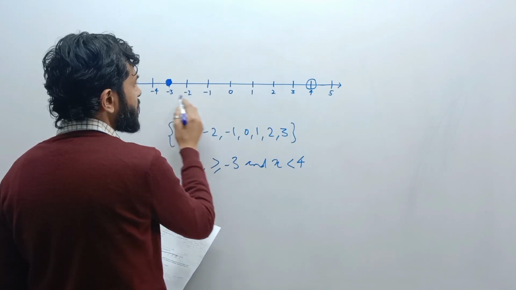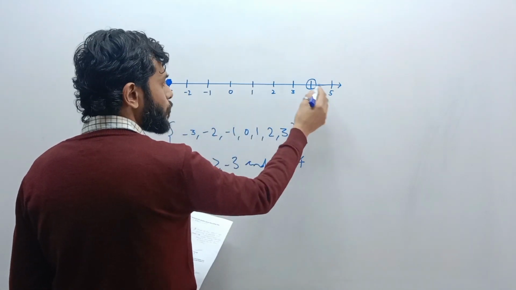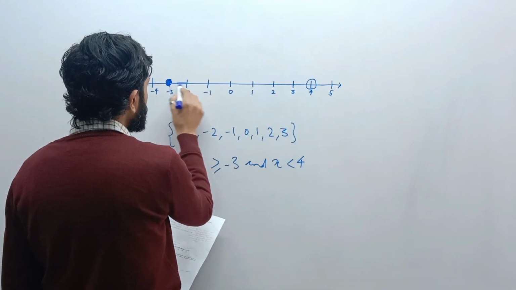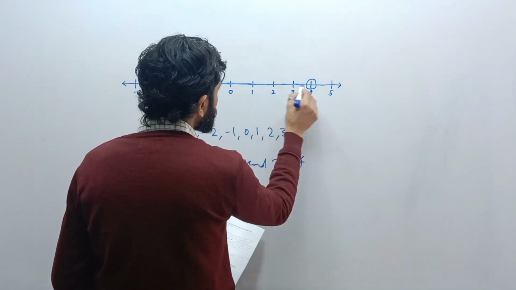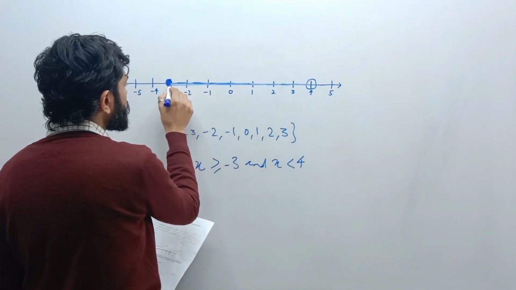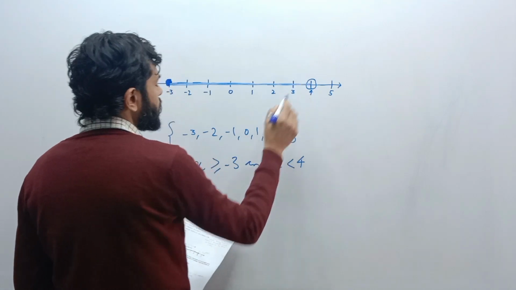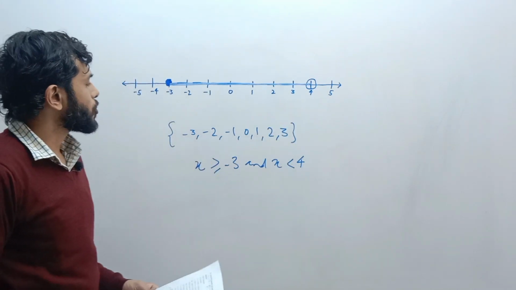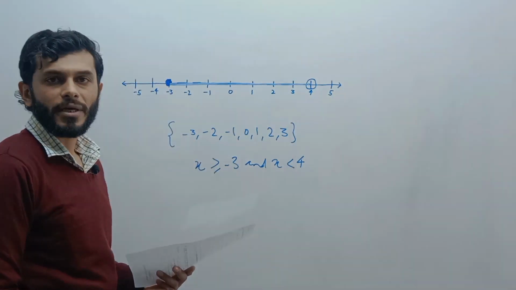So our range would be -3 to 4, but the 4 would be a hollow circle, and we will highlight it like this. So this becomes your solution, the representation on the number line.